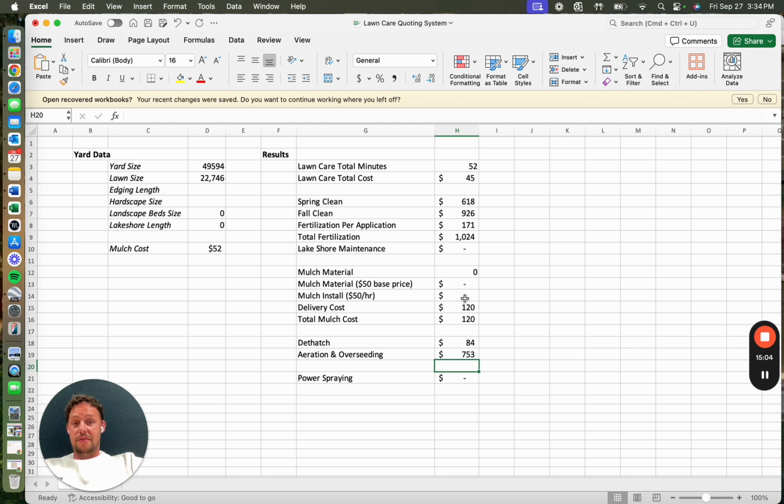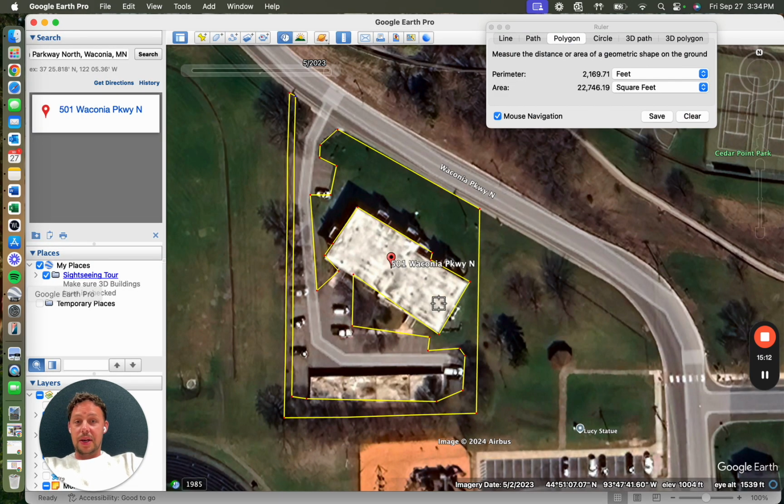But what we don't have yet is our actual lawn care costs, because at the moment it's only calculating how big the grass is. The other thing we need to know is how much edging. There are obviously trees and stuff in here, but we have found that we're within the margin of error if we just look at the outline here. We're going to have to go along the parking lot, along this building, along this building, along this parking lot.